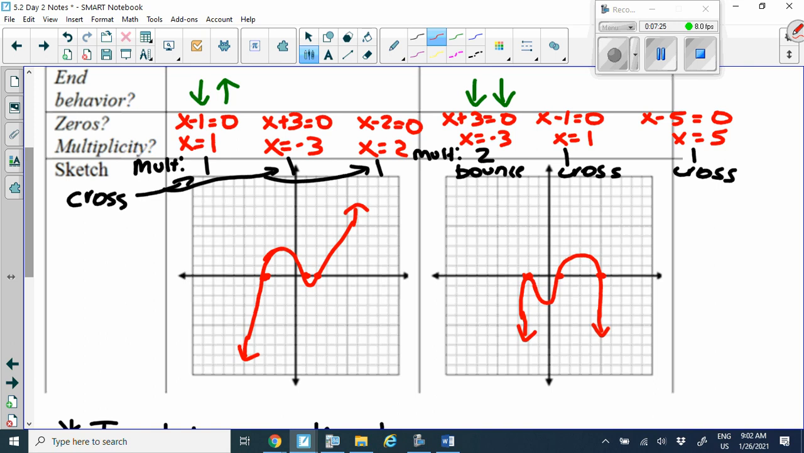And remember, as I said, these humps here, it doesn't really matter how high or low you make them. The only things that are important is that you have the right end behavior and that you plot the x-intercepts correctly, or you have the correct x-intercepts and you bounce or cross correctly at those points.